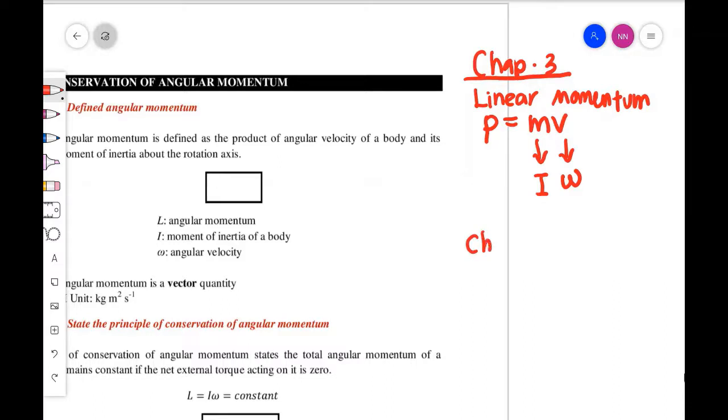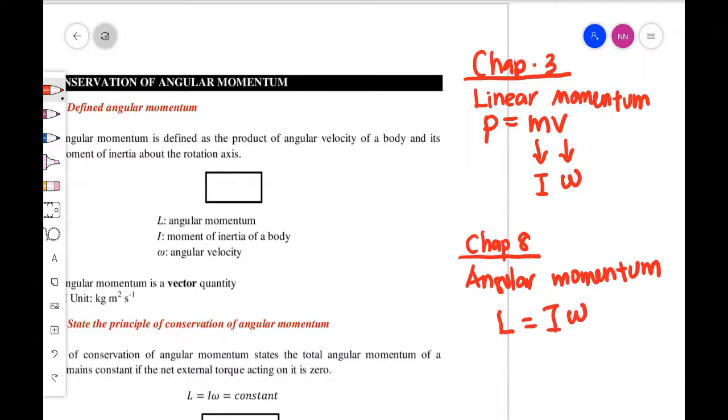So for chapter 8, angular momentum, the symbol is L equals I omega. L, angular momentum, equals I, moment of inertia, times omega, angular velocity. So L equals I omega.